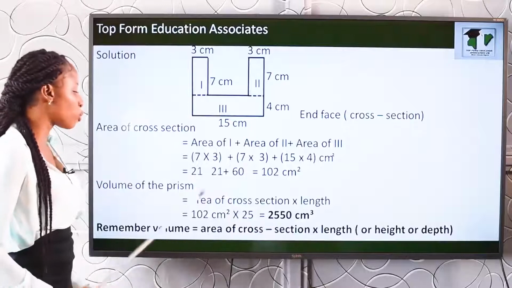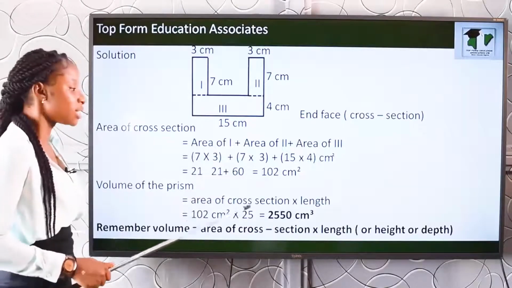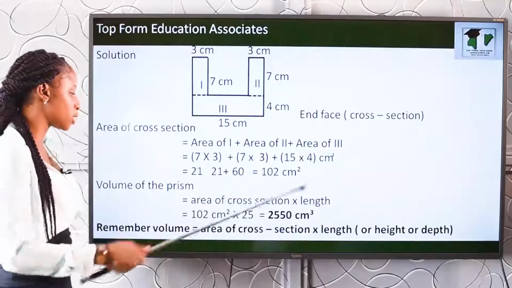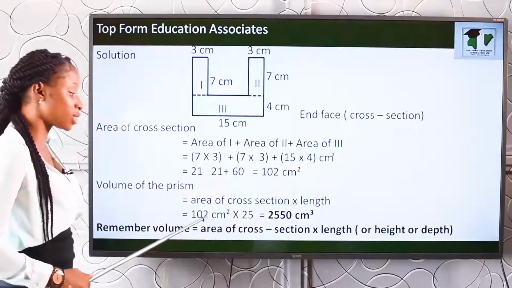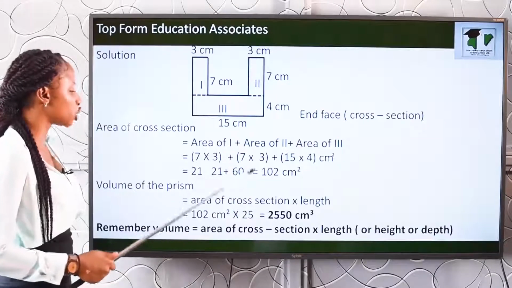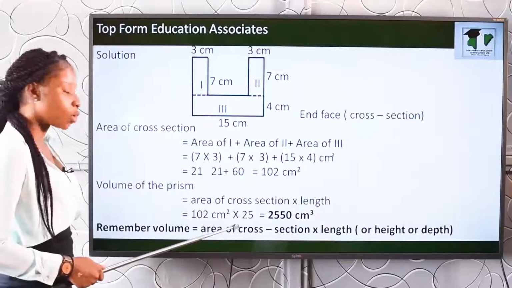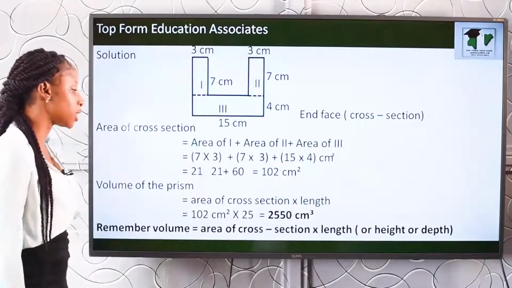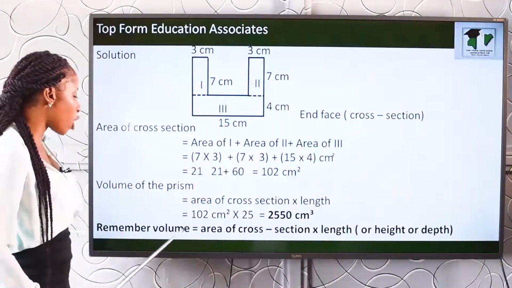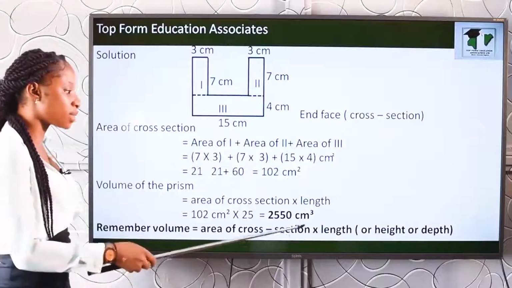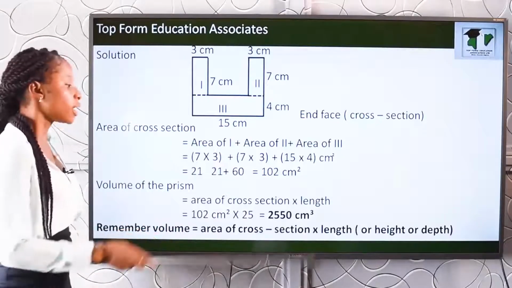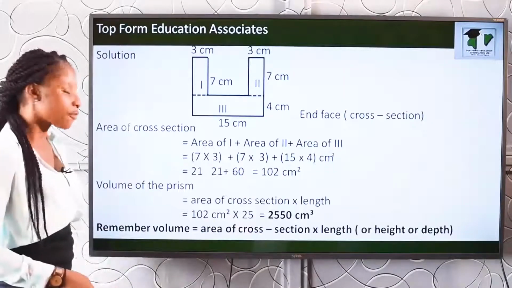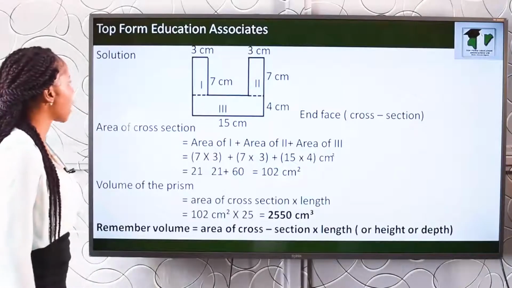Okay, now we said that the volume of a prism can be given as the area of the cross-section times the length. The area of the cross-section multiplied by the length. So we've gotten the area of the cross-section as 102 centimeters squared. Now the length in the question was given to us as 25. So when you multiply it, we have our answer as 2,550 centimeters cubed. Remember that the volume is equal to the area of cross-section multiplied by the length or height or depth. So our final answer, the volume for this prism, is 2,550 centimeters cubed. I hope you understand.